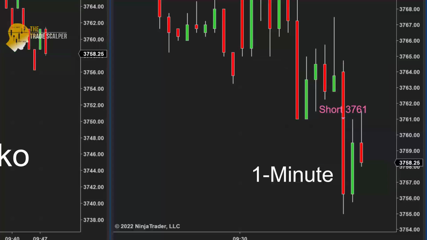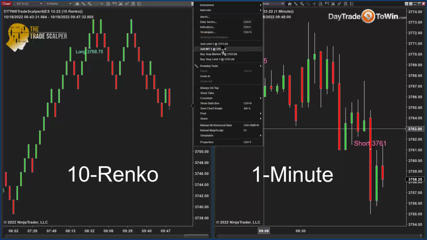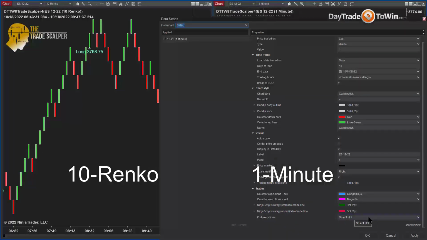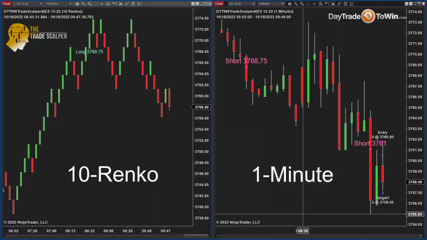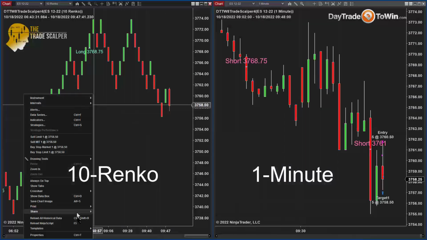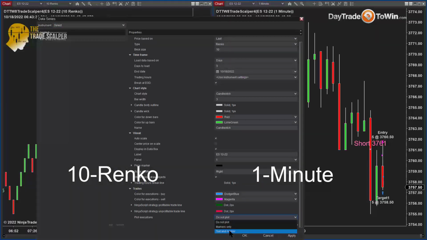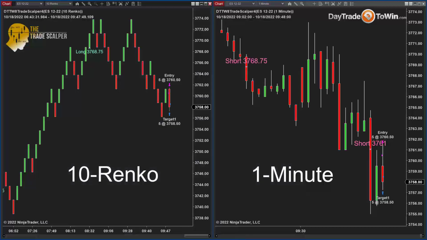And so this happened faster than I anticipated. Let me just show you here. The entry at 37.61, I got filled at 37.60.50, and on the Renko chart as well, the same thing. So you can see that it was a very fast trade to go short on this Trade Scalper signal.